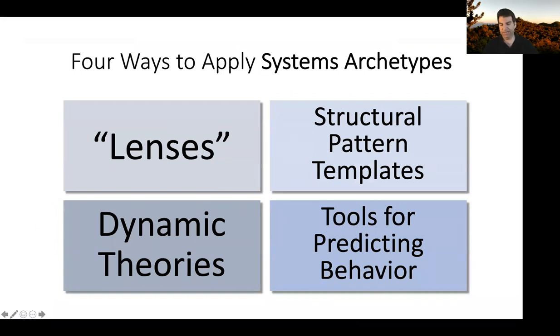Jumping ahead here, I'm not going to go over all of the Kim and Lannan stuff, but I do want to make sure that you understand that there are these four different basic ways to make use of these systems archetypes. I think it's important to go through and understand the philosophical reason or uses of using a system archetype as a lens, a structural pattern template, a tool for predicting behavior, or a dynamic theory. And the examples that were used in that document. I've put some auxiliary documents back in Unit C that give even more examples if you need additional help.